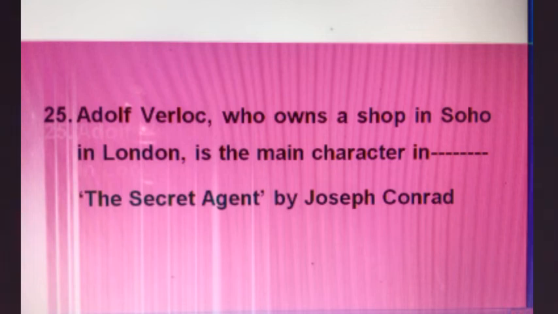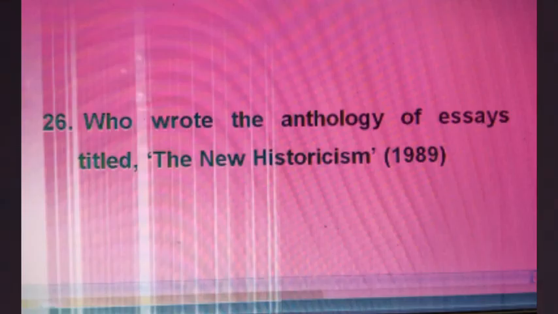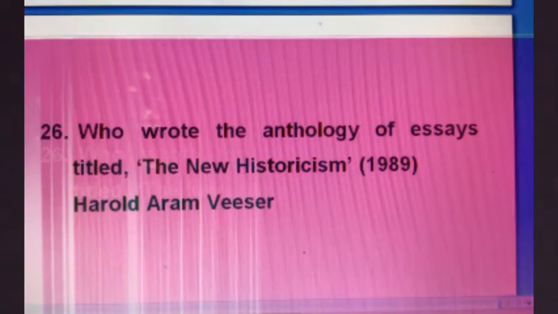Question number 26. Who wrote the anthology of essays titled The New Historicism, 1989? Answer: Harold Aram Veeser, who wrote the anthology of essays titled The New Historicism.